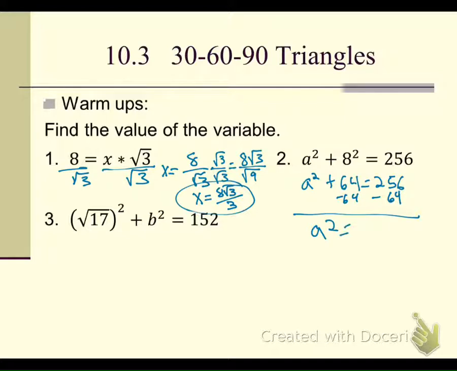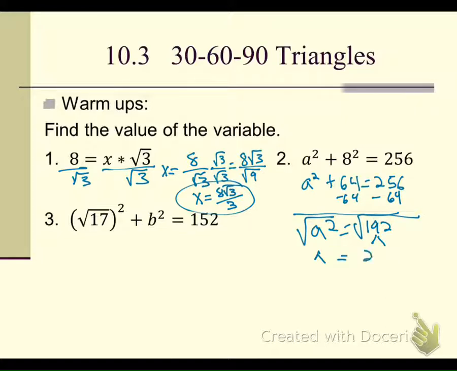What number did you guys get? 192. We want to get our a by itself. Since it's being squared, we have to square root it. It's the inverse operation. We end up with a equals the square root of 192, and we're going to create this factor tree.